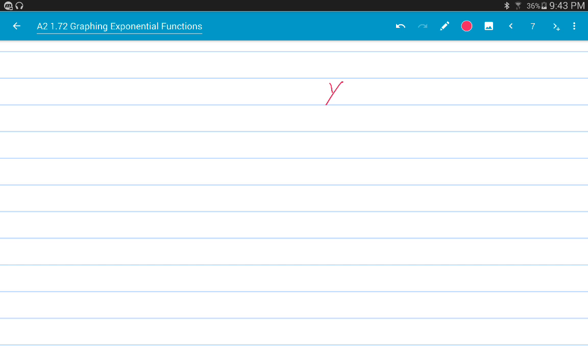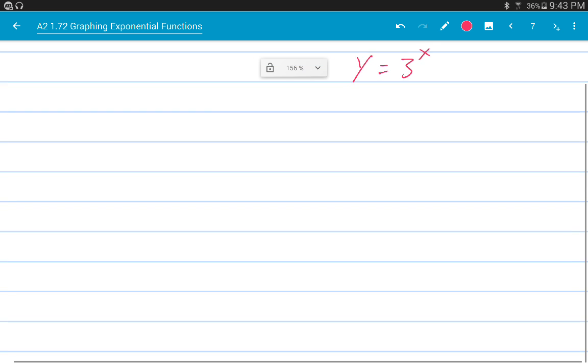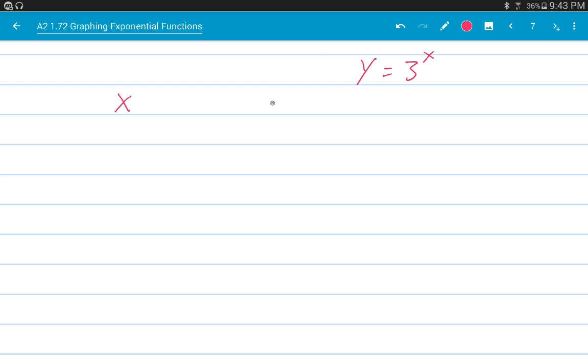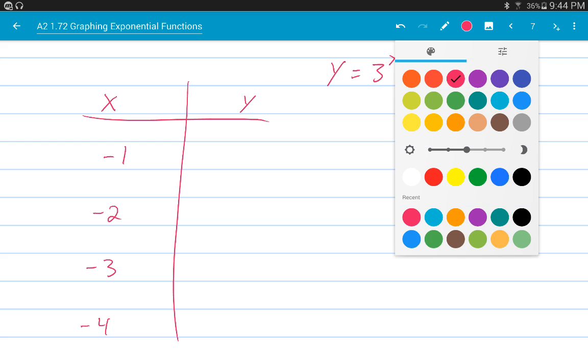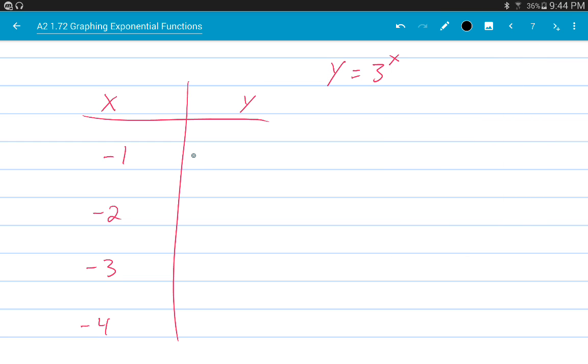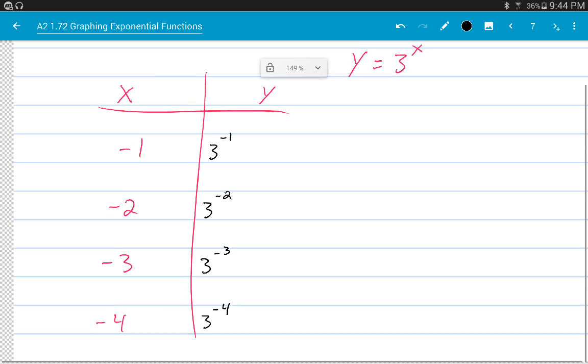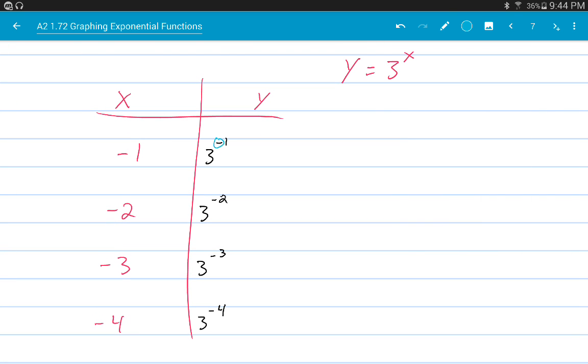Now, remember that my function is y equals 3 to the x power. I want to know what happens for those negative x values, so I'm talking about -1, -2, -3, and -4. The function in this case is 3 to the negative 1, 3 to the negative 2, 3 to the negative 3, and 3 to the negative 4. A negative exponent is a 1 over.